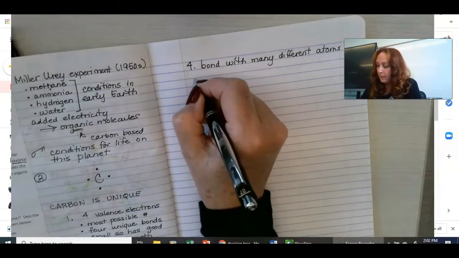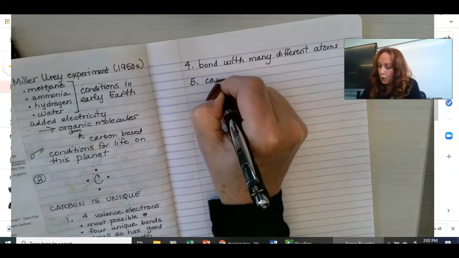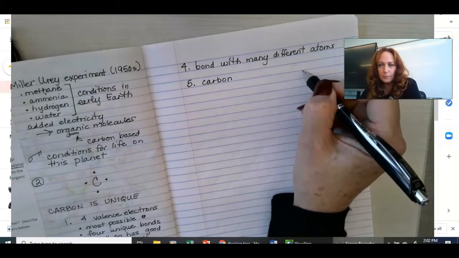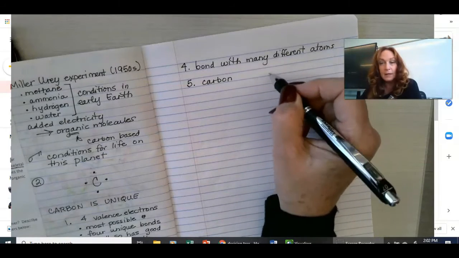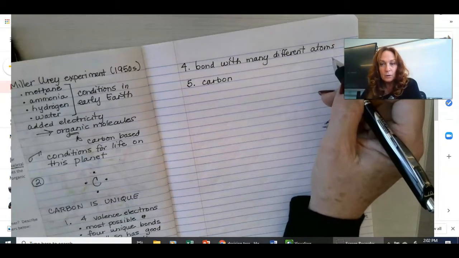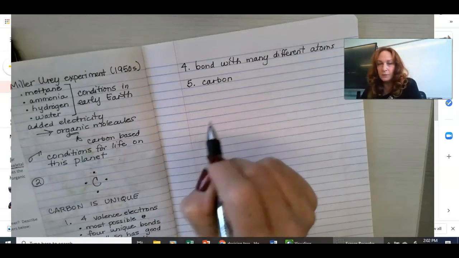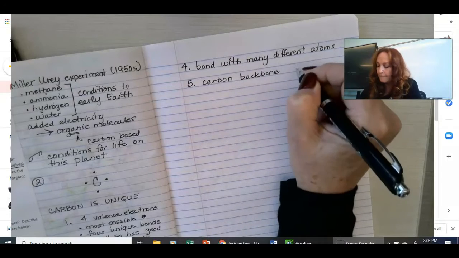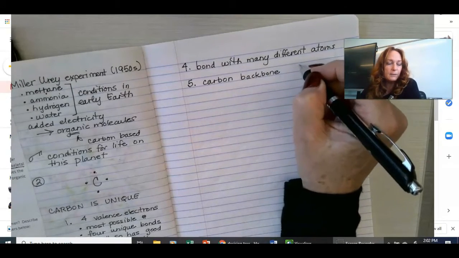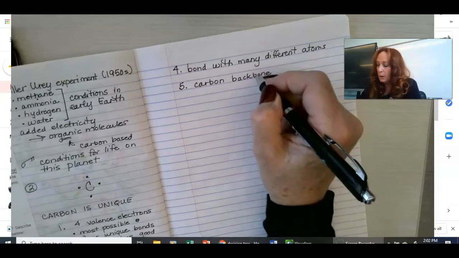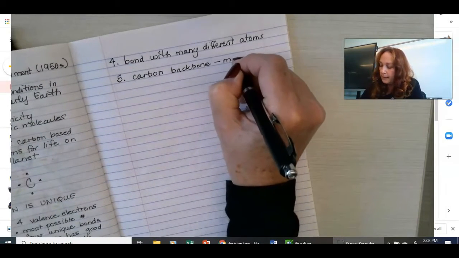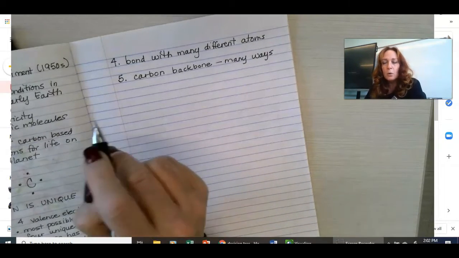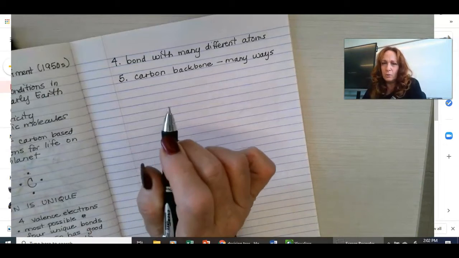So, let's think about that. When they say backbone, they're just saying the carbon part, and then all of the other bonds that are left over could be bonded with different things. But we're talking about the carbon backbone. It's going to be able to be in lots of different structures. So carbon backbone, many ways. Now, I'm not going to worry about double bonds, single bonds. I'm just going to show you in general what I'm talking about.